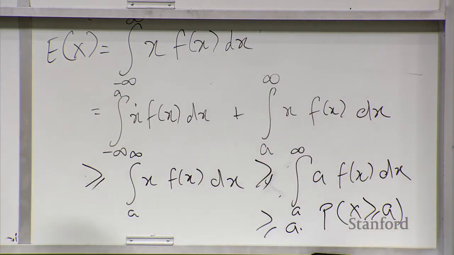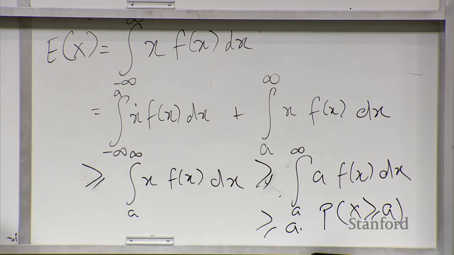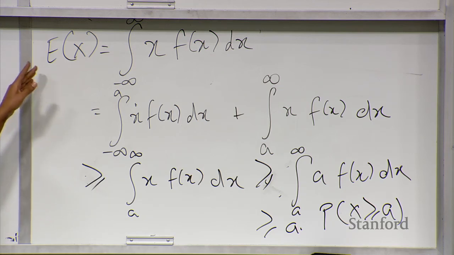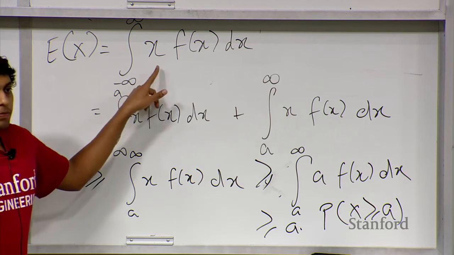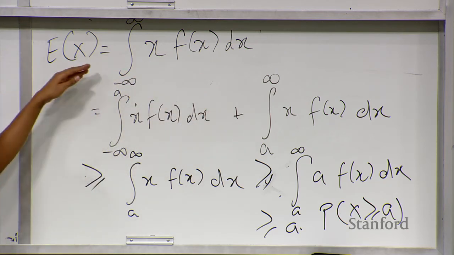Okay, yes, I think I have successfully proved it. So let me just go over what the proof looks like. We'll start with the definition for expectation. So we say E[X] is the integral from minus infinity to plus infinity of x times f(x) dx. So this is just the definition of the expectation.